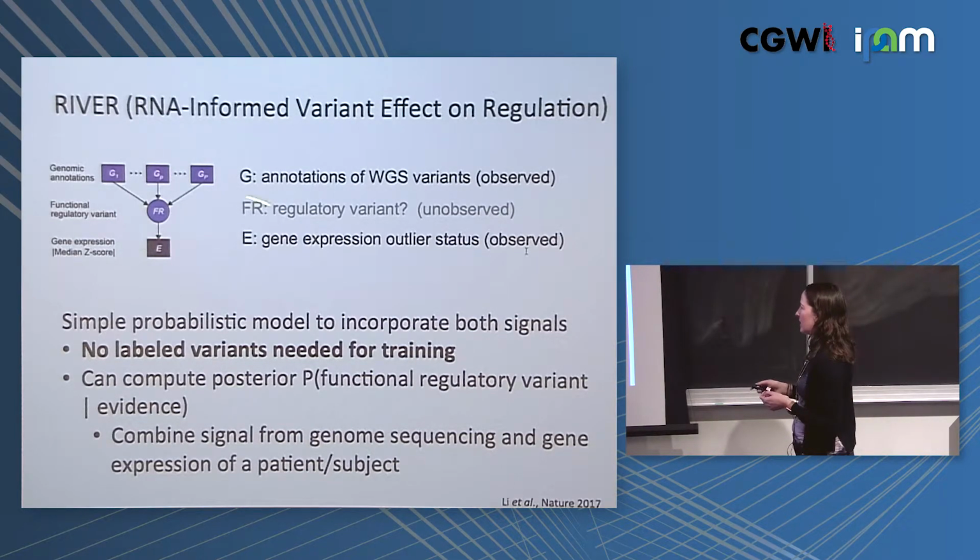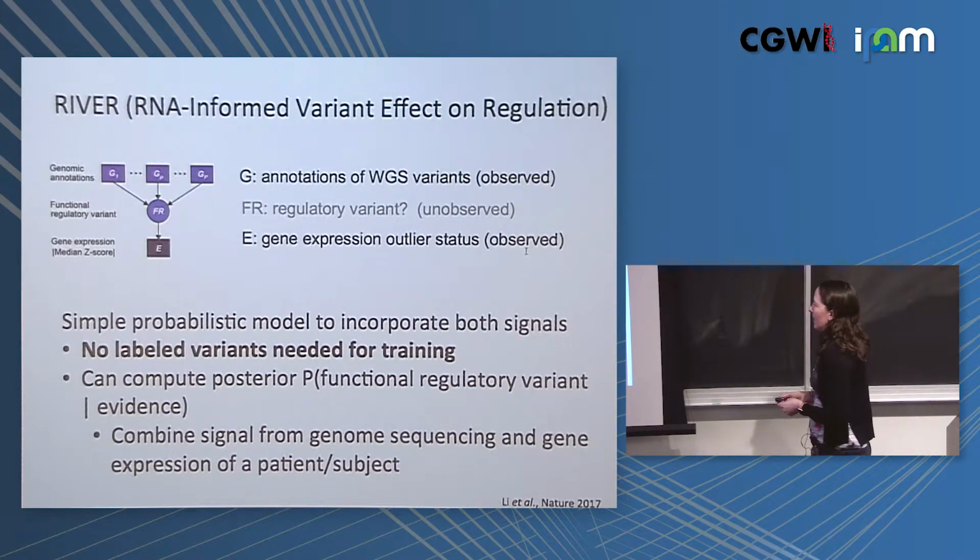And yet, once we train this model fully, we can use it to then compute posteriors of this latent variable, whether or not a given variant has a functional regulatory effect, given any evidence. So we can take a new patient where we have whole genome sequencing and RNA-seq and compute the posterior, or we could take an individual for whom we have only whole genome sequencing or only RNA-seq, and we can compute the posterior that a given variant has a regulatory effect directly from this.